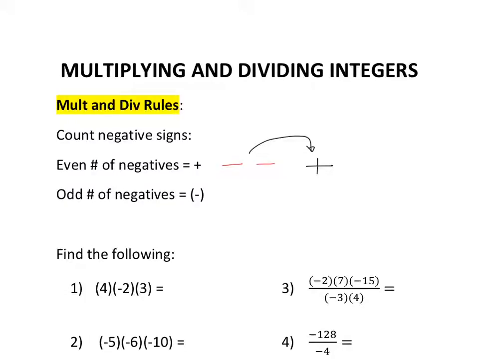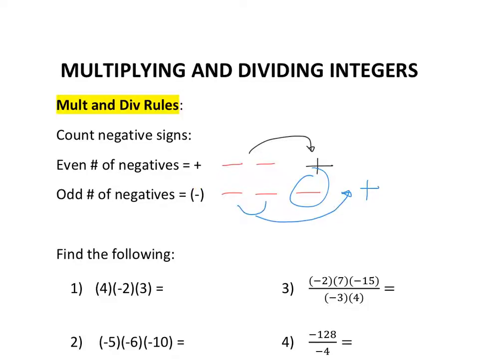If you have three negatives, which would be an odd number, these two here are going to pair up to make a positive. But then you have this one left over. So you can make a positive with two of them, but this one doesn't have any other negative to match up to. So it's an odd number out, and your result is going to end up being negative.